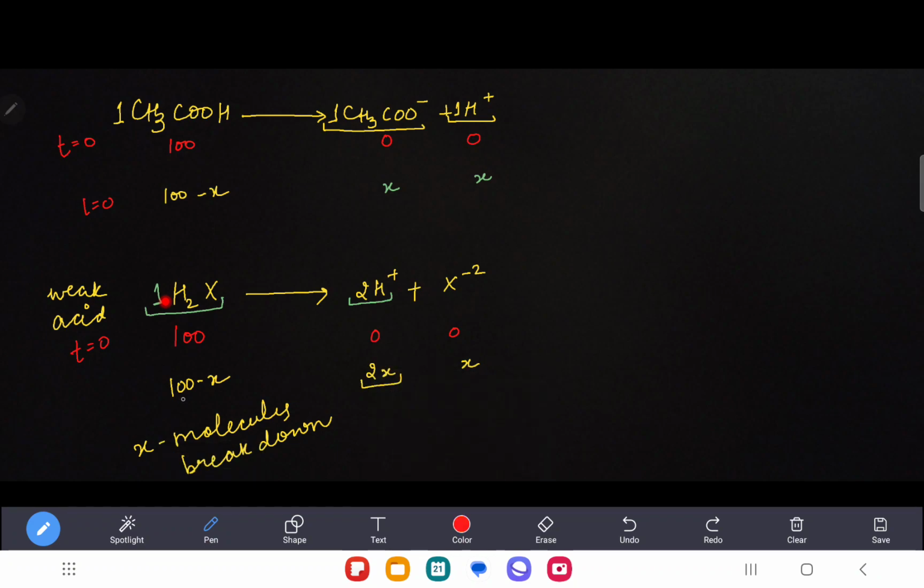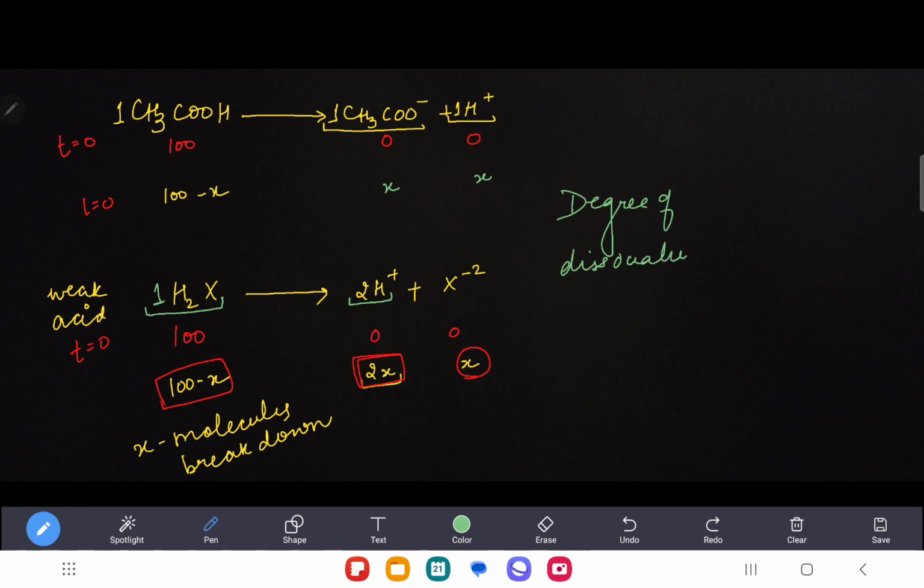So what is the concept? We have 100 minus X molecules, and thereby 2X ions of H plus are formed and X ions of X minus 2 ions are formed. Are you understanding my point? What am I trying to tell you here? That for every weak acid, there is a term called degree of dissociation.